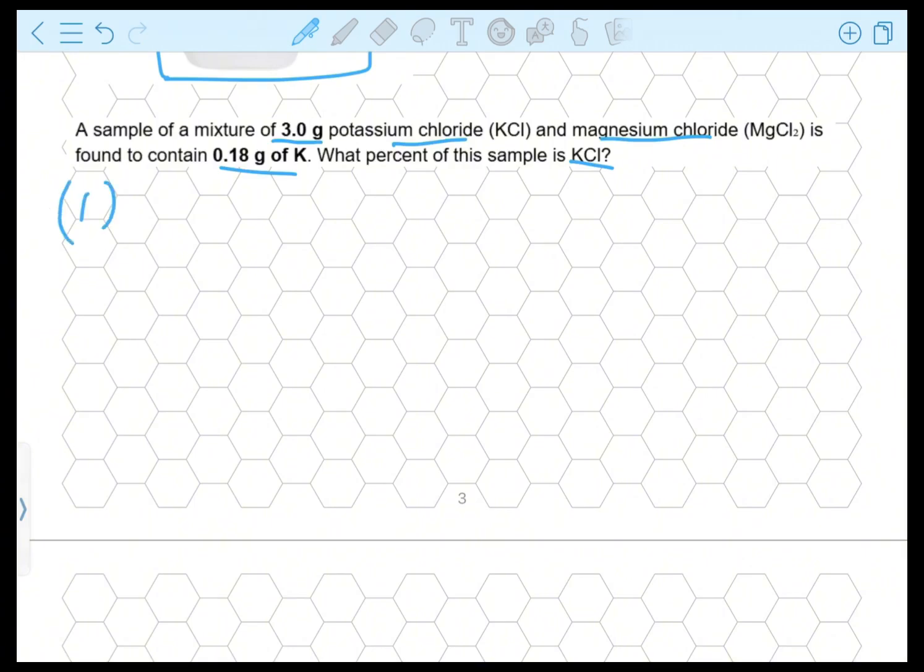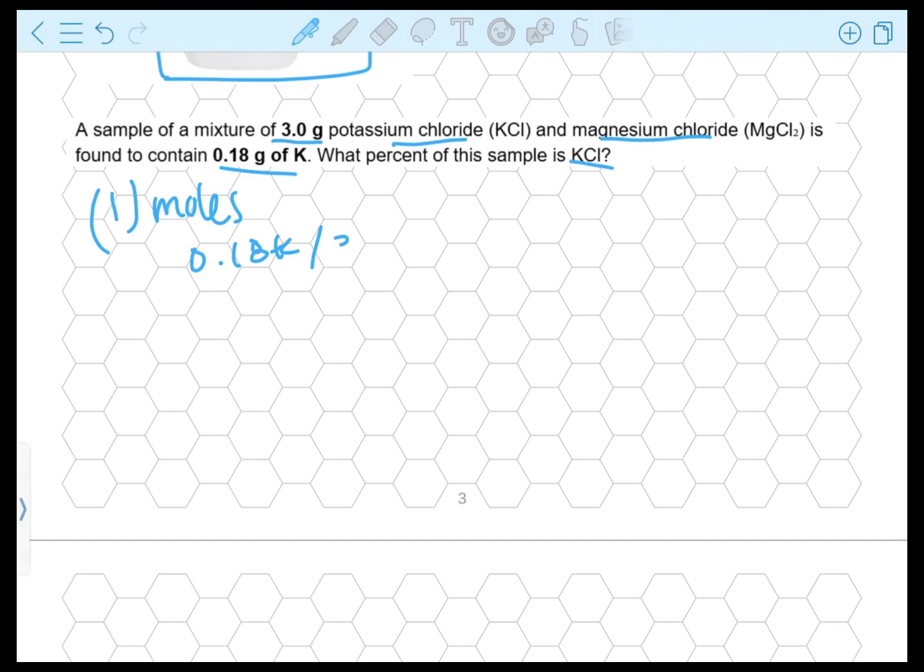Alright, so like I said, we need to zoom in just a little bit more. We're going to look at the mass of potassium because in the end we need to find the mass percent of potassium chloride. And since it contains potassium, we're going to use the element potassium. So the first step, as always, is to convert to moles. So let's convert 0.18 grams of potassium to moles using molar mass.